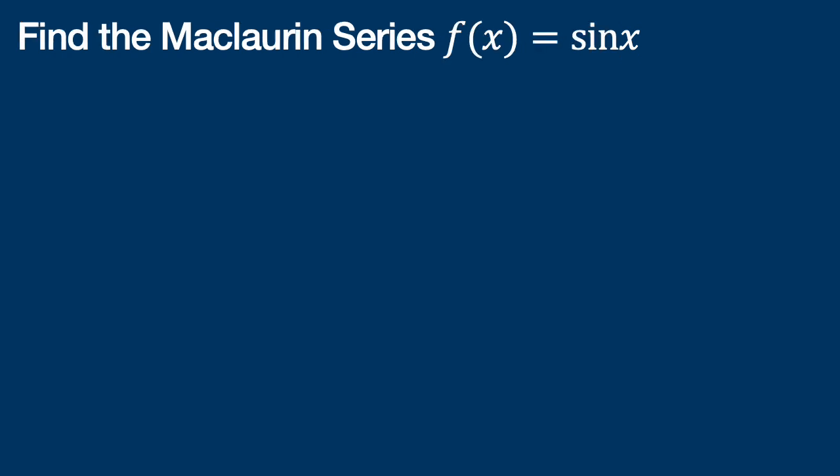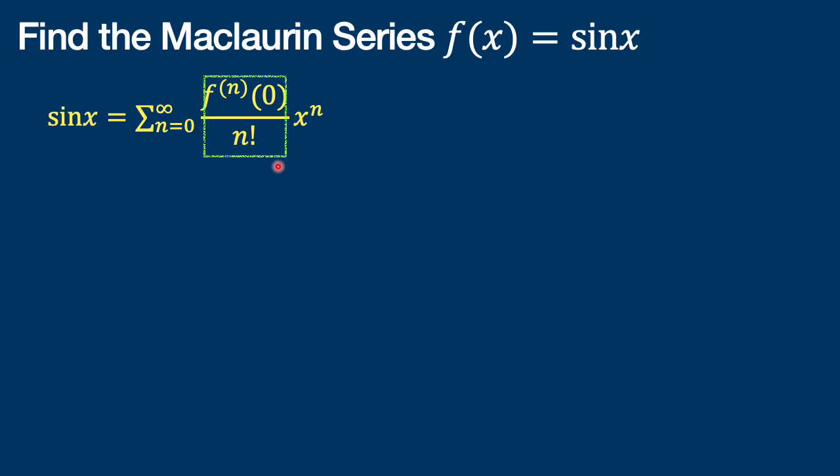Now, let's find the Maclaurin series for sin x. The center is 0. So sin x is going to be the summation of the nth derivative of f at 0 over n factorial times x^n. That's going to be the Maclaurin series. So what do you have to do, guys? We have to find the nth derivative at 0 over n factorial.